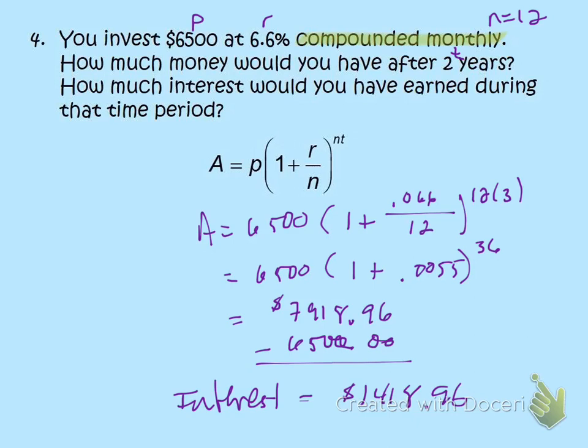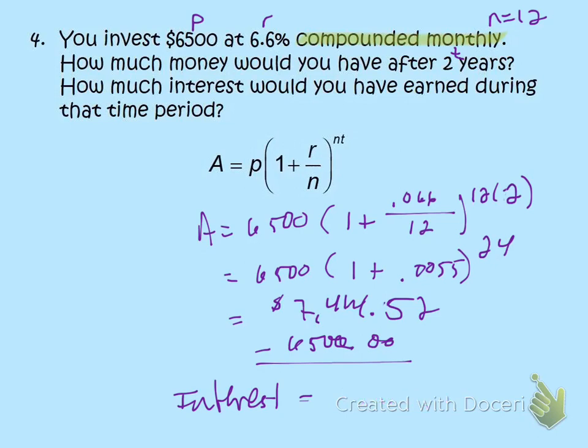Okay, make sure I put everything in there correctly. Oh, I didn't. Okay, so I wondered where that number came from, but the years were actually 2, so this should have been 24. All right, we got to change a few numbers here real quick, not a big deal. So you actually would end up with $7,414.52, which means that your interest earned would have been $914.52. Okay? Sorry, just a wrong number there.